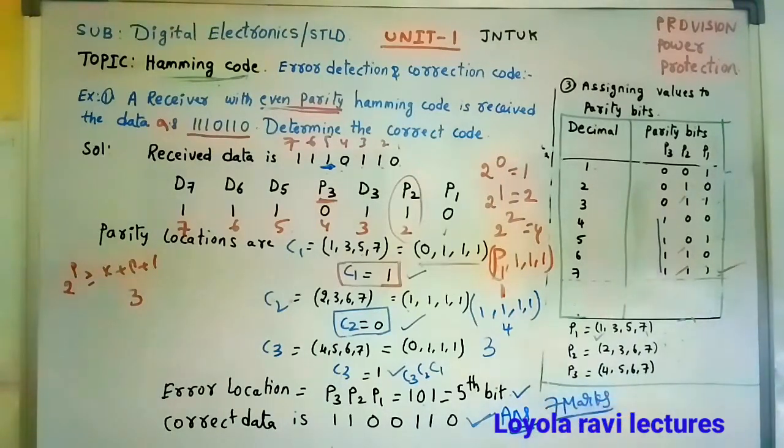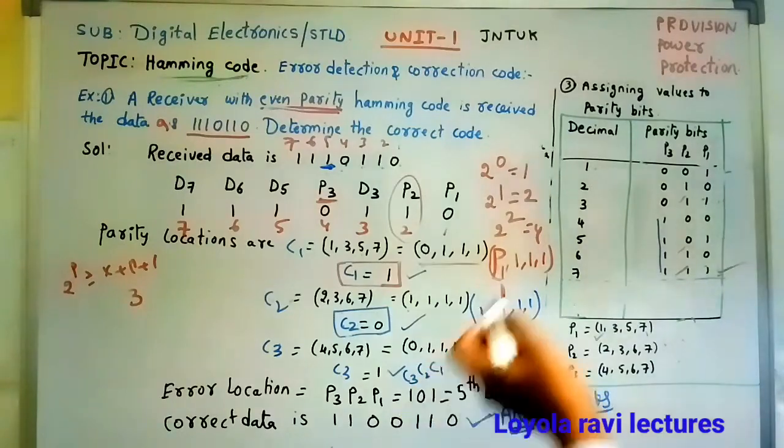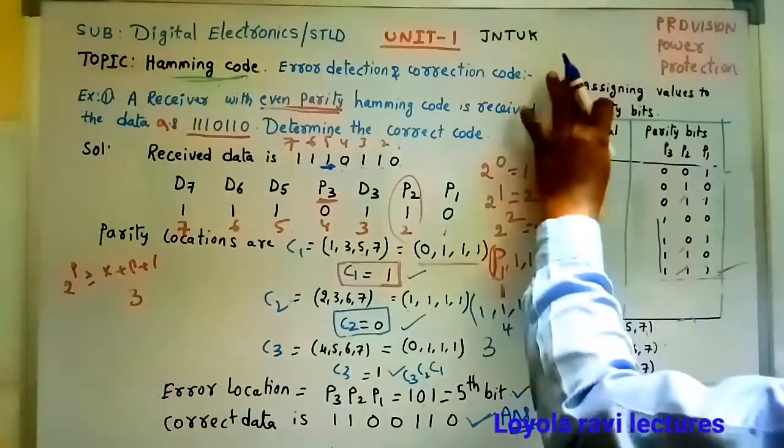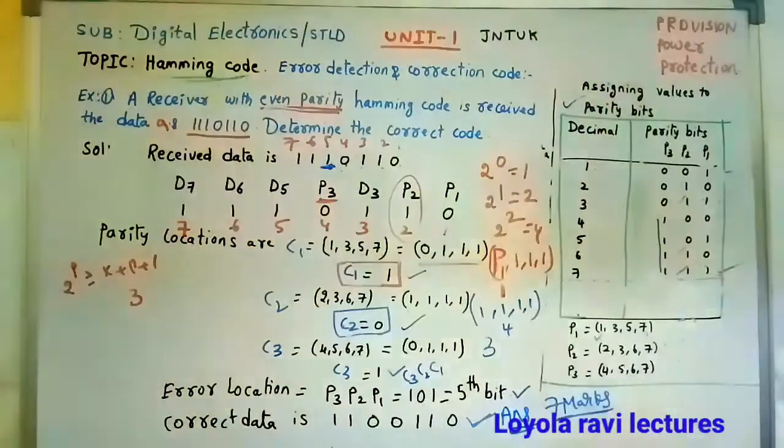This is 7 marks. So here you may write this table also. Then that is easy. You can extend the information. This is a compulsory question. Try to see this one. This is the last topic in the first unit. Thank you.